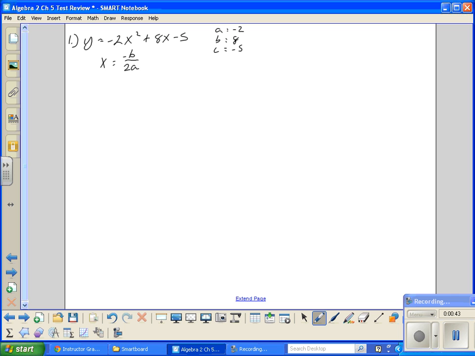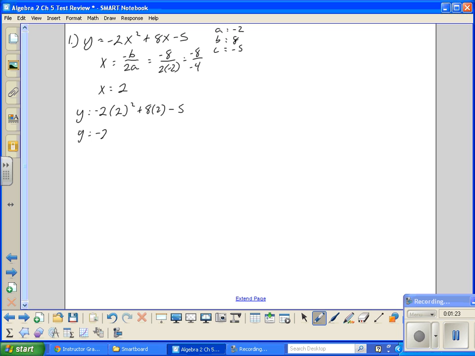So if I'm negative b over 2a, that makes it negative 8 over 2 times negative 2, or negative 8 over negative 4, which is going to reduce down to 2. Then once we've got the x value of the vertex, we plug that in to solve for the y value of the vertex. So we're going to say y equals negative 2 times 2 squared plus 8 times 2 minus 5.